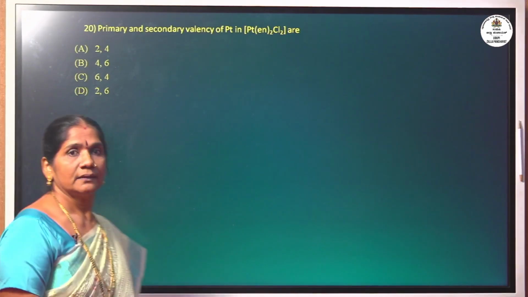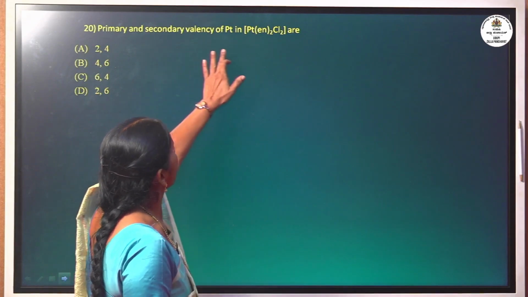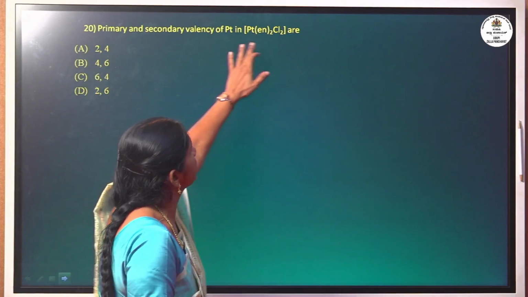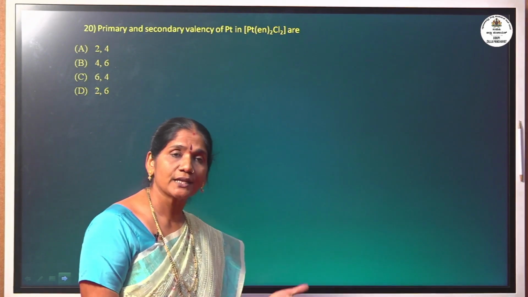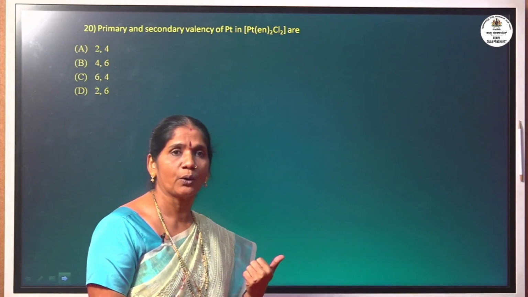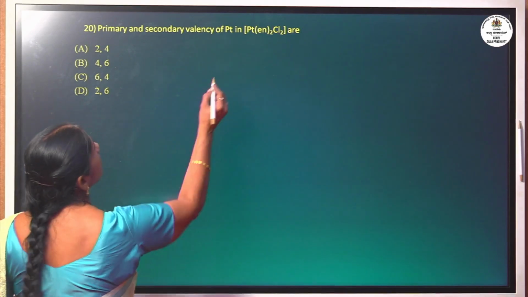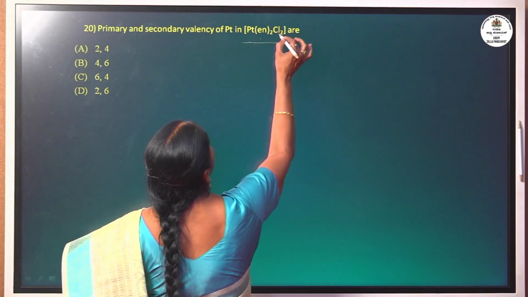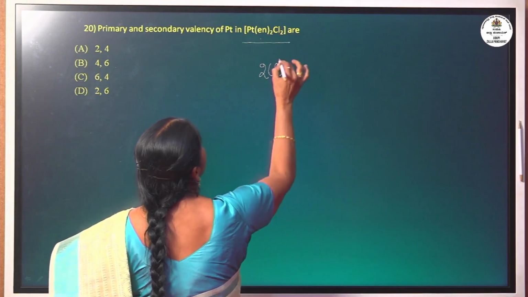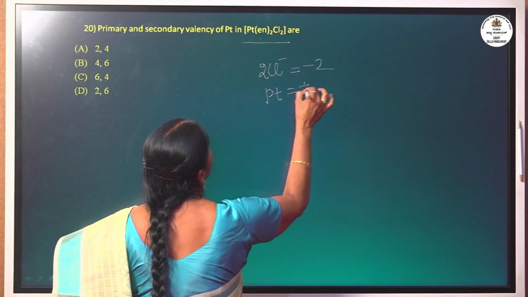Okay. The next question is the primary and secondary valency of platinum in this compound. So primary valency is nothing but the charge or oxidation state of the metal ion, and the secondary valency is its coordination number. So in this compound, this is neutral and 2 chlorine atoms are there with -2 charge, and therefore platinum should be +2.